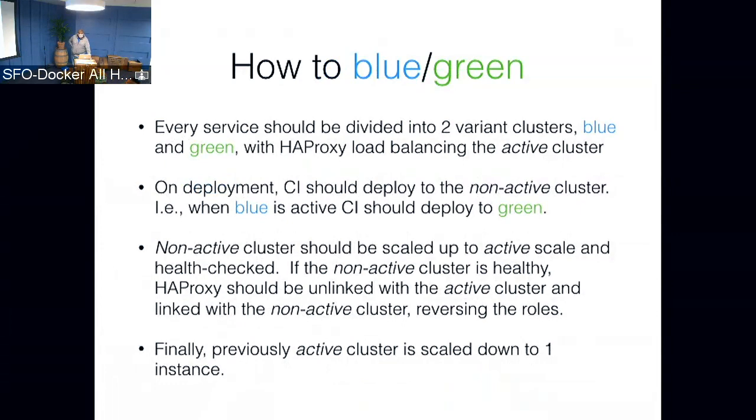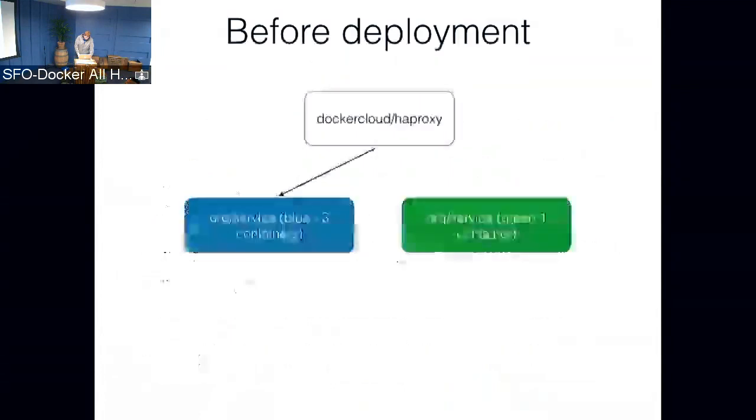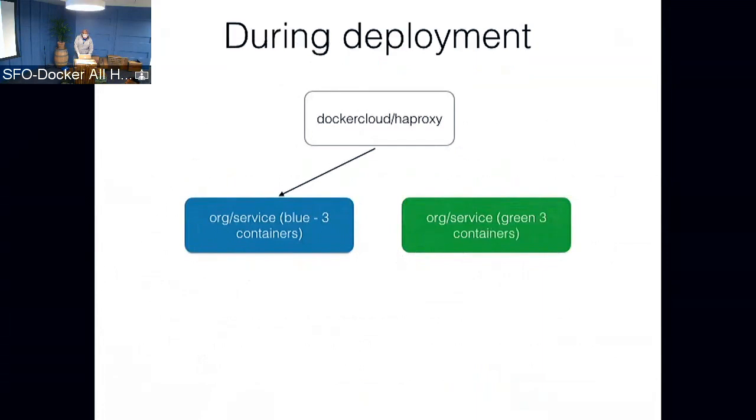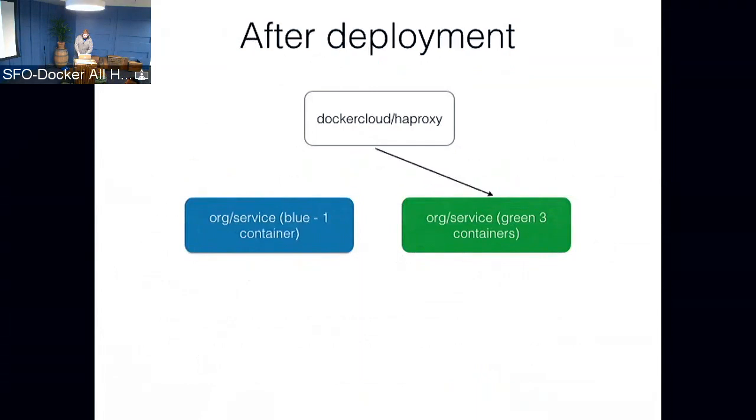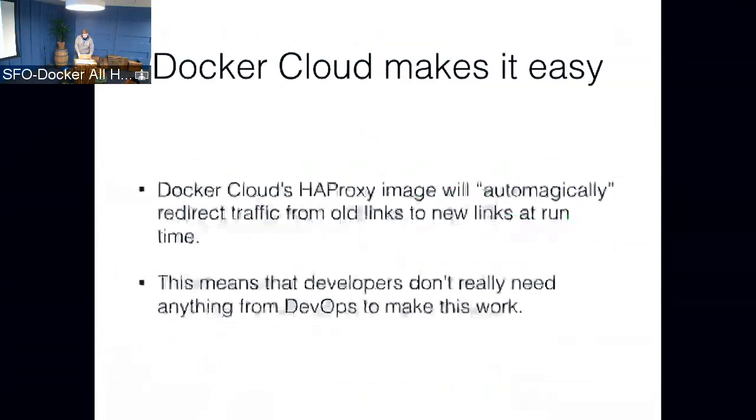Once we know it works, we point the HA Proxy instance to the new active cluster and we scale the old instance down to one container. It's still running, we still want to be able to roll back really quickly, but we don't want to eat up precious CPU time on our AWS instances and drive our costs up, so we scale it down. So before deployment, we have HA Proxy pointing to blue with three containers and green with one container. During deployment, we deploy and scale green up to three with our new source code. And after deployment, HA Proxy is now pointing to green. Simple enough. And like I said, Docker Cloud makes this pretty easy.